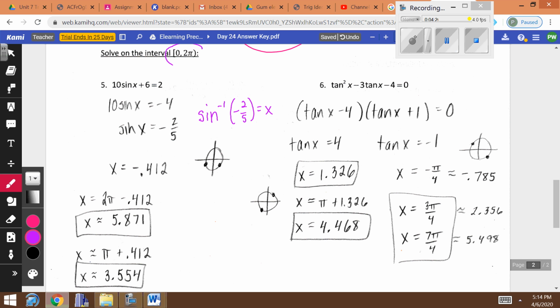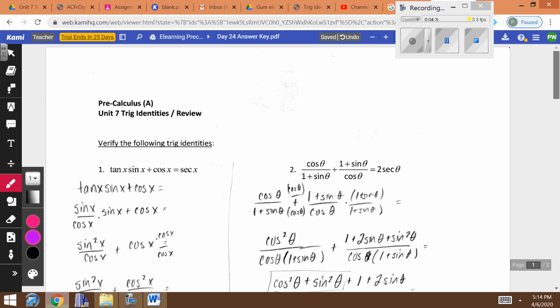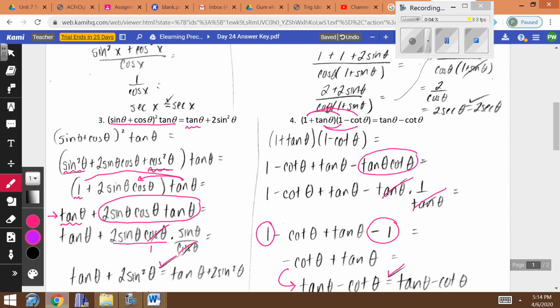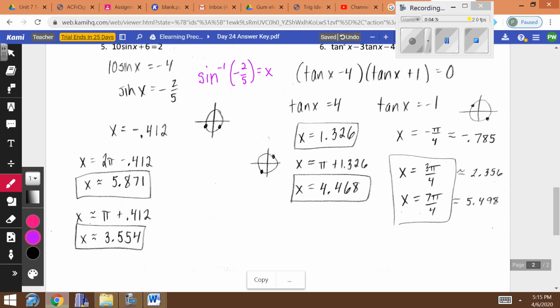However, we need to have all of our answers between 0 and 2 pi, and we need all numbers that are between 0 and 2 pi. So we really have to think about that. So I looked first at where the sine is negative.